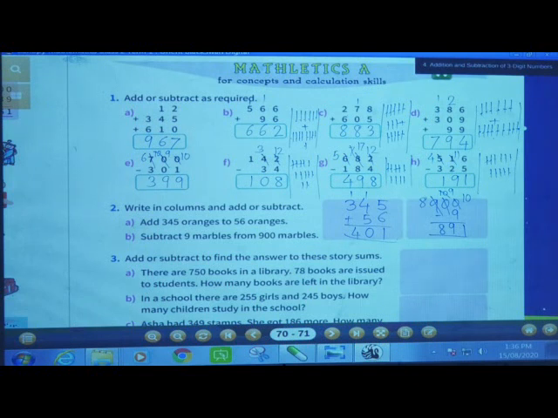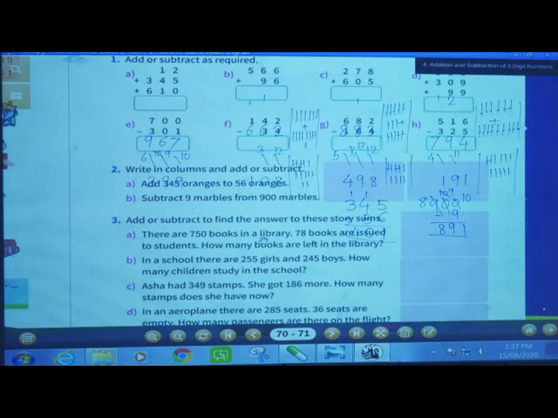Write down these sums. Okay, finish. Now see here, next. Now this you will do as homework.